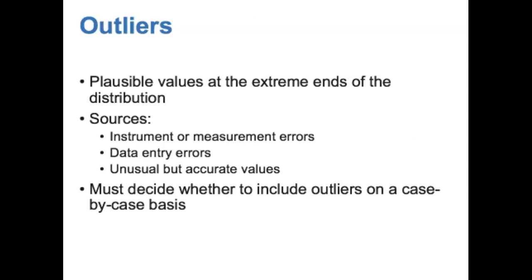Outliers are those variables with reasonable, plausible, but extraordinary values that lie at the extreme ends of the distribution of data. Sources of outliers can be measurement errors, data entry errors, but they could also be unusual but accurate values. And so you must decide whether or not you want to include outliers, and this needs to be done really on a case-by-case basis.